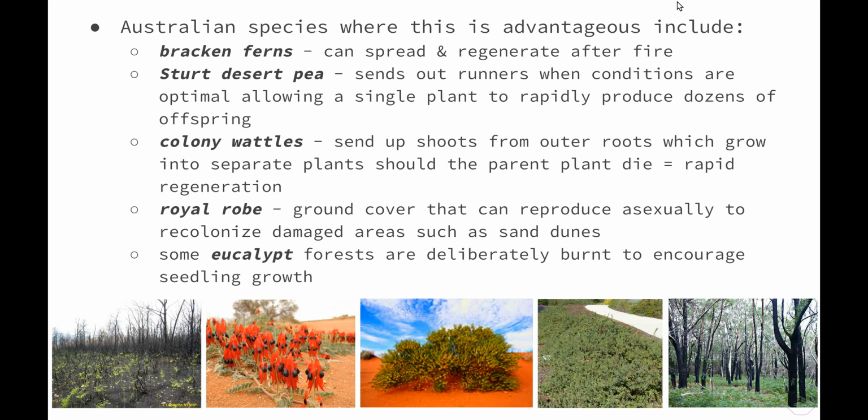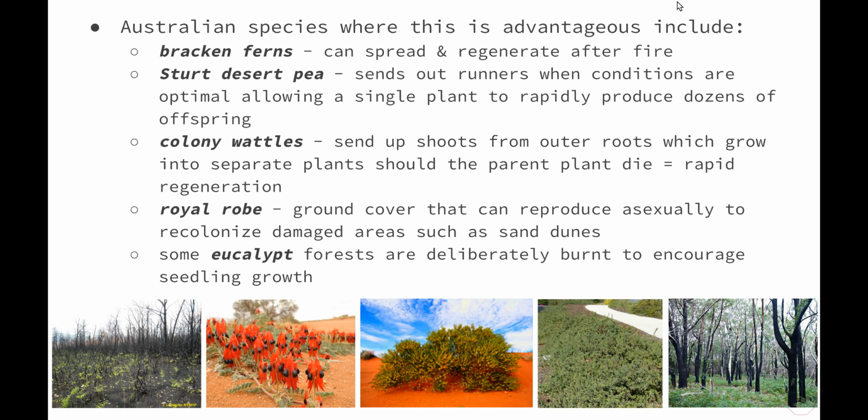Some Australian species where asexual reproduction is advantageous include the bracken fern, which we talked about in the last video, which can spread and regenerate after fire because the majority of those roots are underneath the soil, so they can withstand the temperatures. The Sturt desert pea sends out runners when conditions are optimal, allowing a single plant to rapidly produce dozens of offspring. Obviously from their name, we can see that they live in a desert environment. So during those wetter seasons when there's more water available, they're able to maximize those conditions and produce large numbers of offspring.